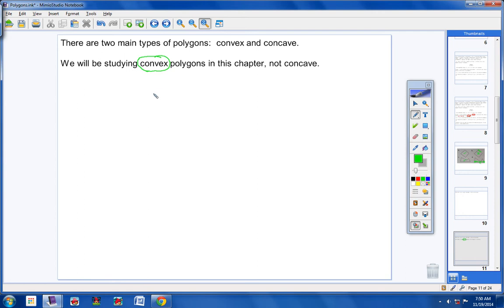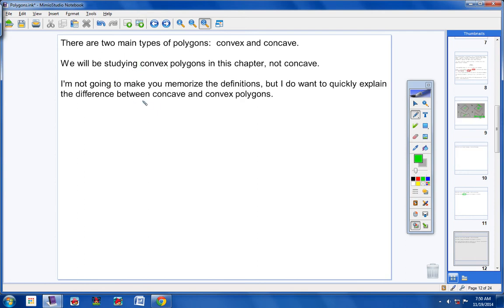We will be studying convex polygons in this chapter, not concave. Okay, moving on. Now, I'm not going to make you memorize the definition of concave and convex, but I do want to quickly explain the difference between concave and convex. So please listen carefully and feel free to take notes on this if you need to. If you don't, just listen, but please don't talk and please don't disturb class, okay?